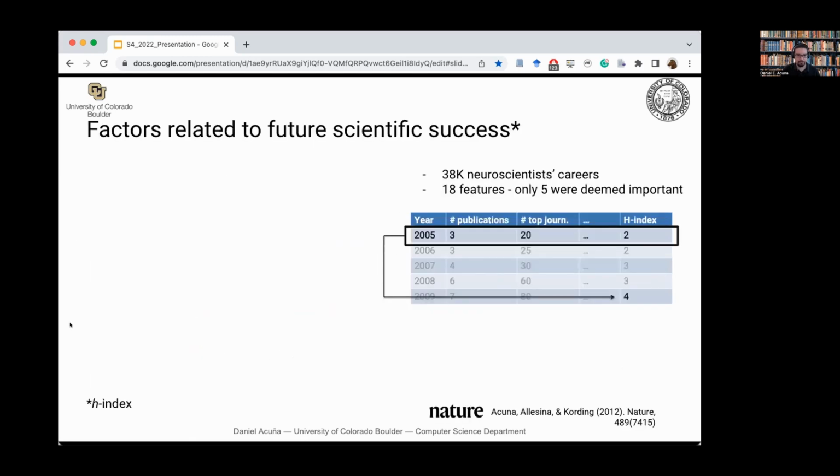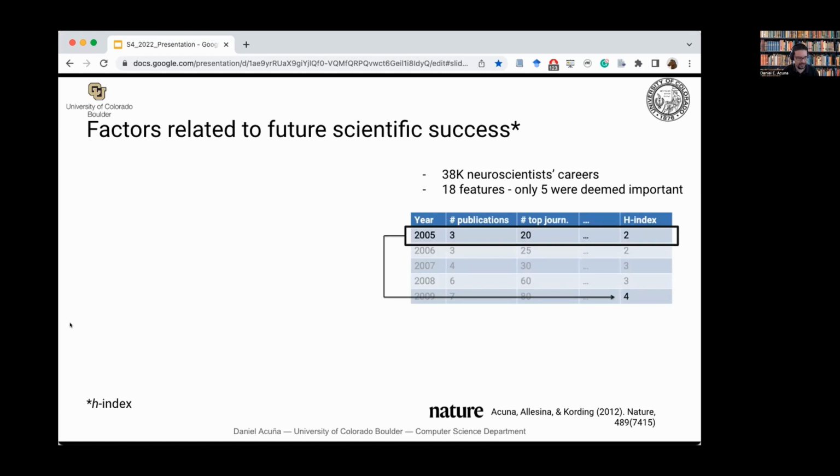Okay, so I guess in trying to understand factors and associations and correlations that are related to scientific careers, I have this very old paper now, 10 years, that looks at potential factors related to future H-index.